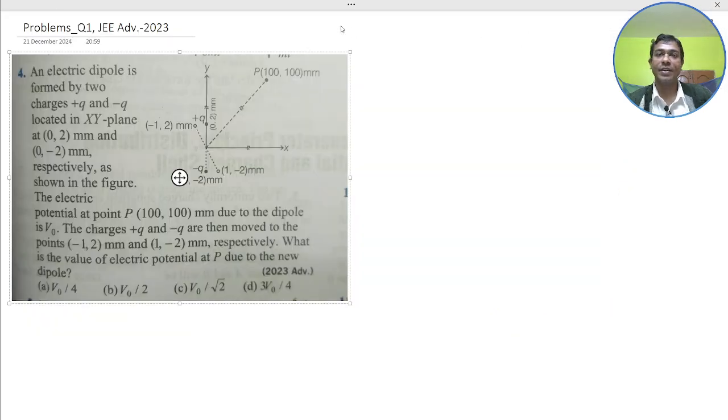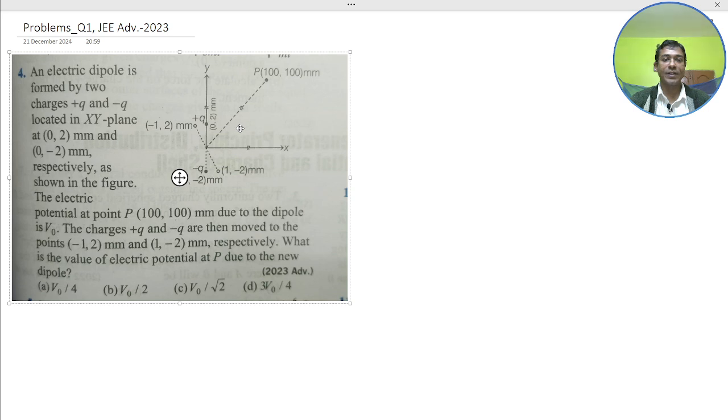First one is coming in JEE Advanced. Basically it's saying that an electric dipole is formed by two charges plus Q and minus Q located in the XY plane, at the points 0, 2 and 0, minus 2 millimeter. Now the electric potential at point P, at 100 millimeter due to the dipole, is V0.